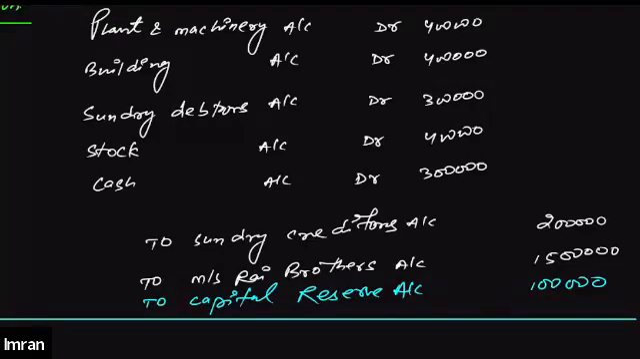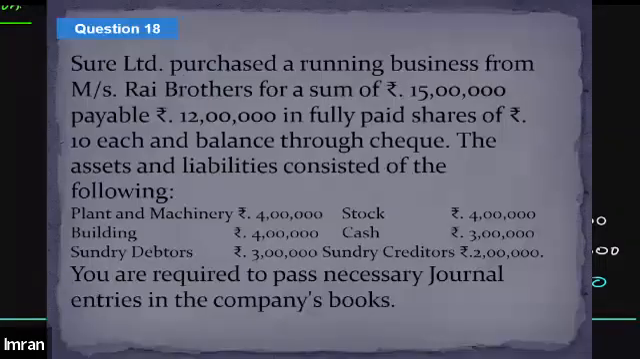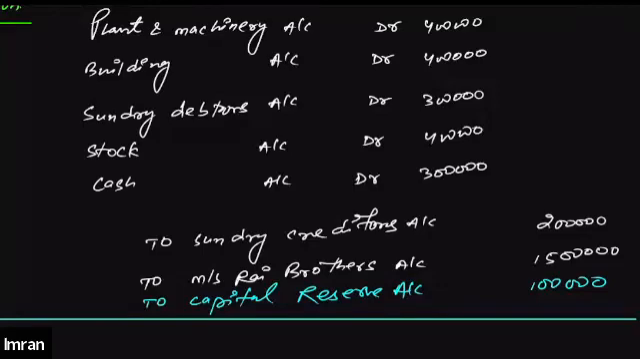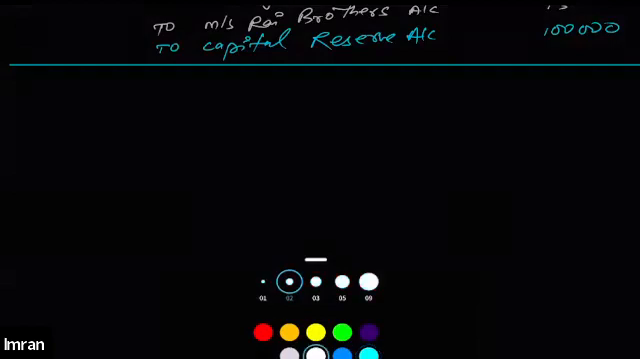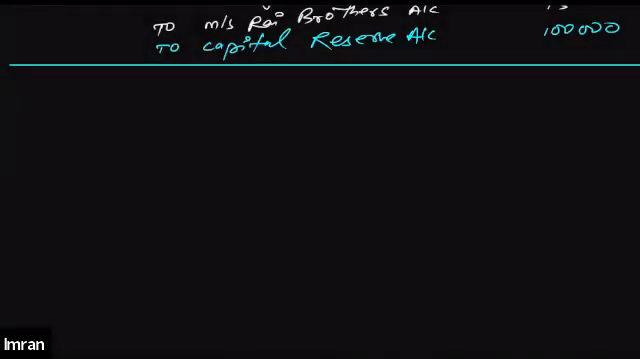This is the journal entry for the purchase of the asset and liability. Now, we need to pass the journal entry for the payment of the consideration. And the question says that we paid the consideration by issuing fully paid up share of rupees 10 each for 12 lakh, and for the balance amount we issued check. So out of 15 lakh, Messrs. Rai Brothers will be paid by the equity share for 12 lakh, and for the remaining part we will be making the payment by check.